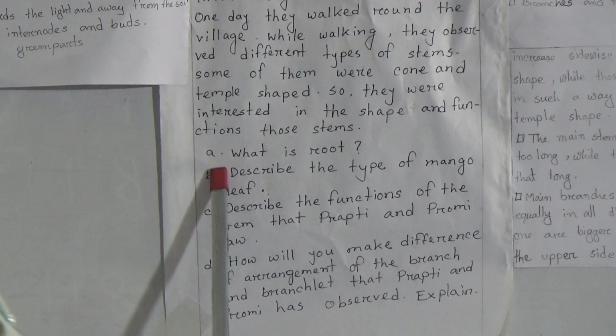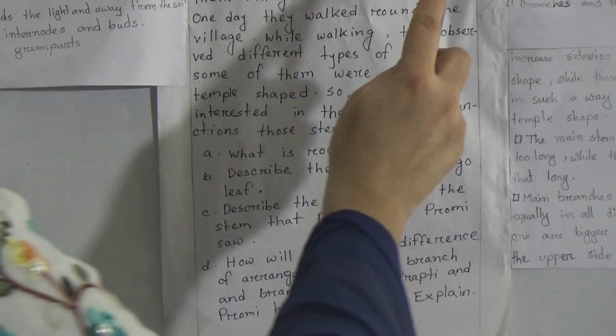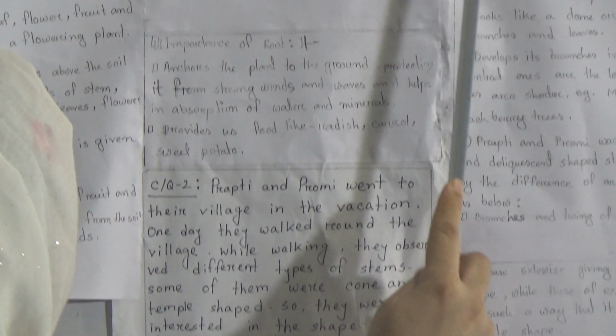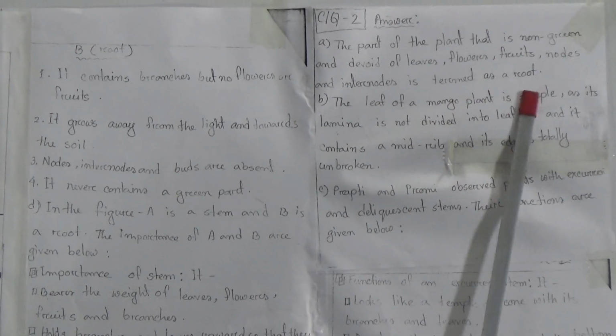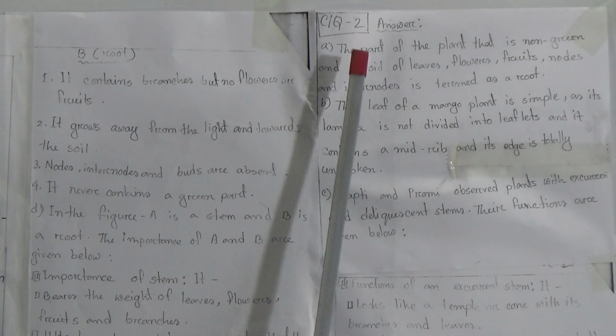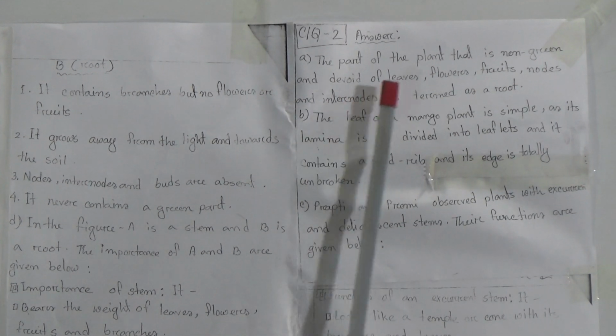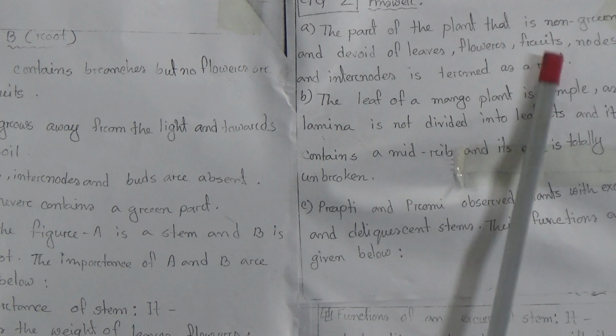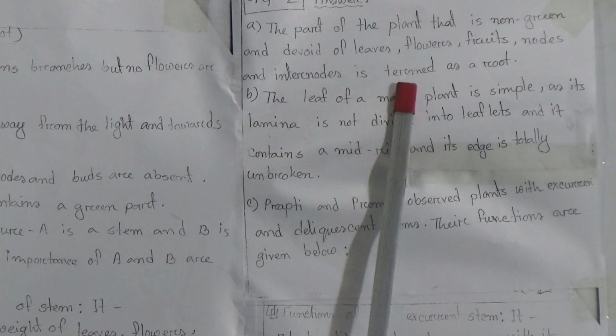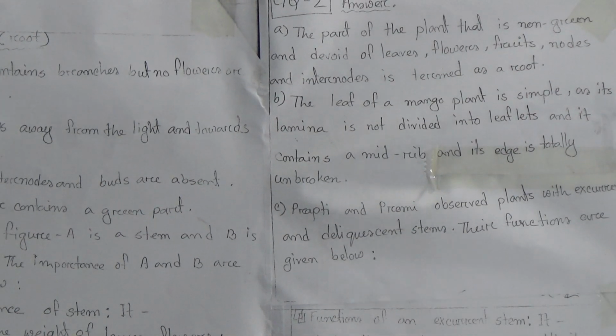Okay, dear students, now come to the answers. At first, question number A, what is root? The part of the plant that is non-green and devoid of leaves, flowers, fruits, nodes and internodes is termed as a root. Dear students, I am repeating, the part of the plant that is non-green and devoid of leaves, flowers, fruits, nodes and internodes is termed as a root.